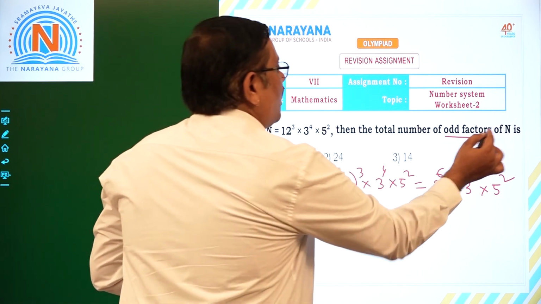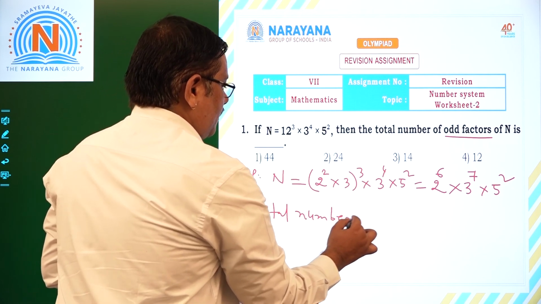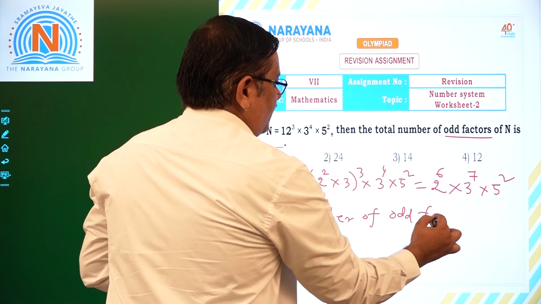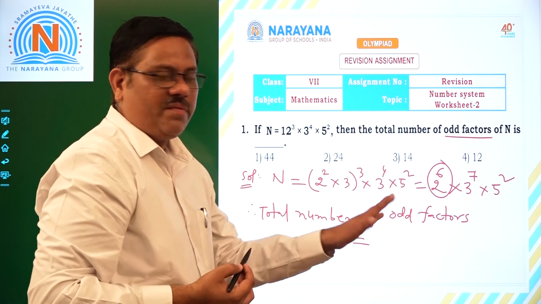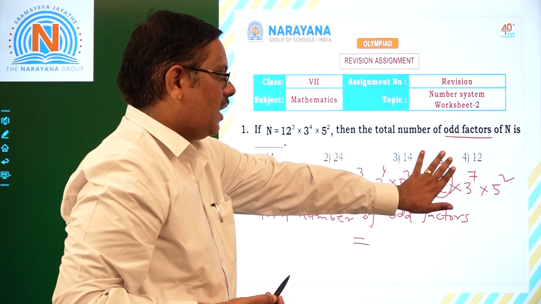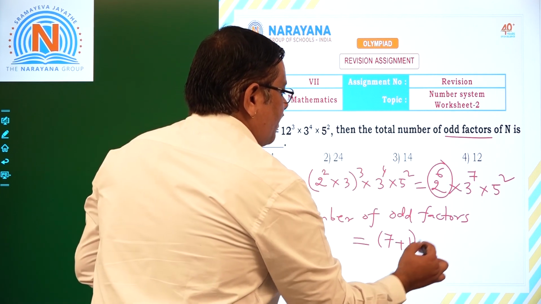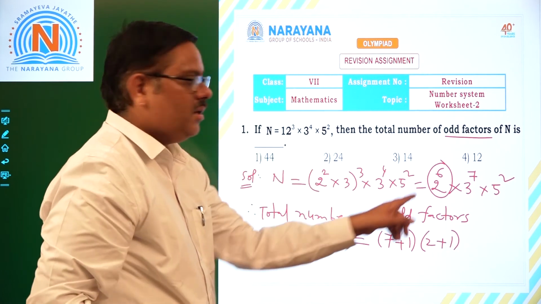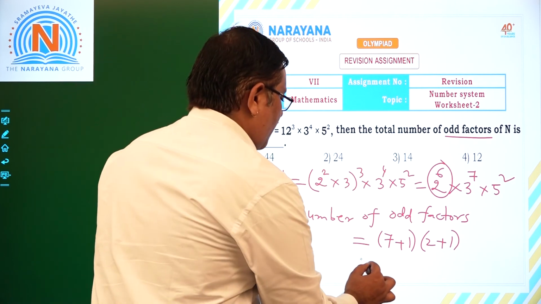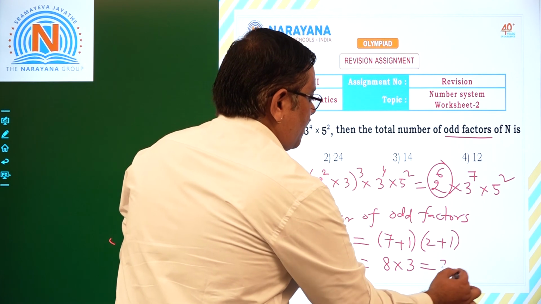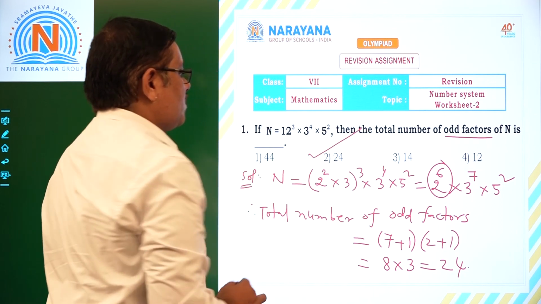Now what is it asking? Total number of odd factors. Therefore, total number of odd factors, forget about 2. Whenever you are writing number of odd factors, don't consider 2 in the calculation. So what do you have now? 3 power 7 into 5 square. So now the number of factors will be 7 plus 1 times 2 plus 1. Excluding 2, the rest of the primes we have to consider in finding odd factors. That is equal to 8 into 3, which is 24. So 24 is the total number of odd factors of n. So 24 is the second option. That is the right answer.